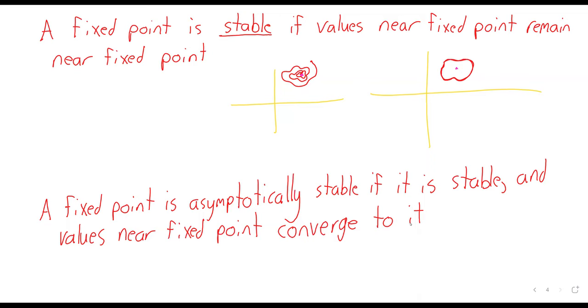So, looking at these pictures, here's a picture of asymptotic stability. We start near the fixed point, we stay near the fixed point, and not only do we stay near it, we seem to be spiraling in towards it.